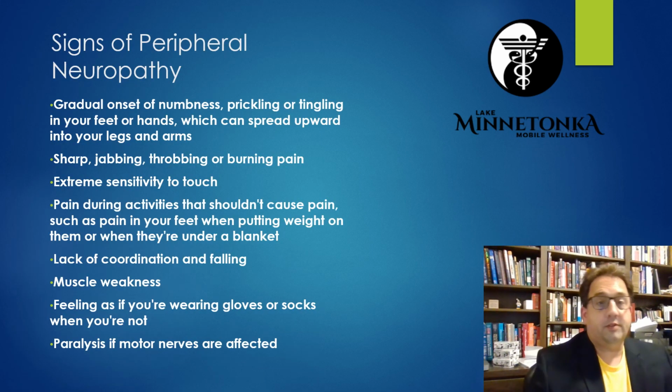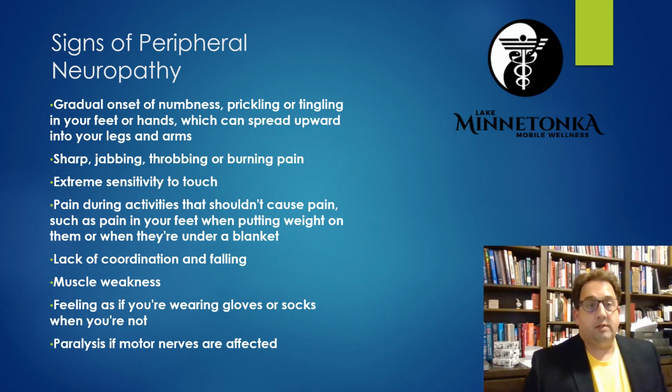Now, signs of peripheral neuropathy will vary depending on which nerves are affected. But again, looking at the ones that we're primarily looking at, hands and feet, there's a gradual onset of numbness, prickling, tingling in your hands, your feet that seem to spread towards the arms or legs. And at the very beginning, you'll feel like you have socks or gloves on your feet when you don't, and then slowly they'll become numb and then eventually more painful, and in some cases even extremely sensitive to touch.